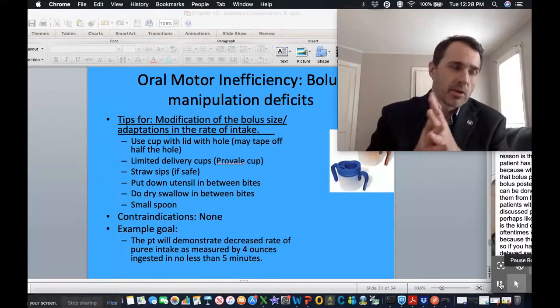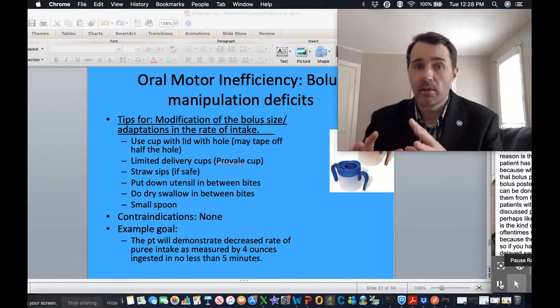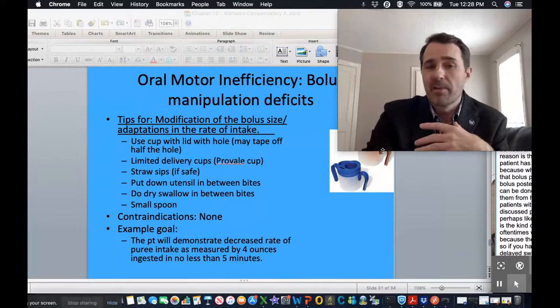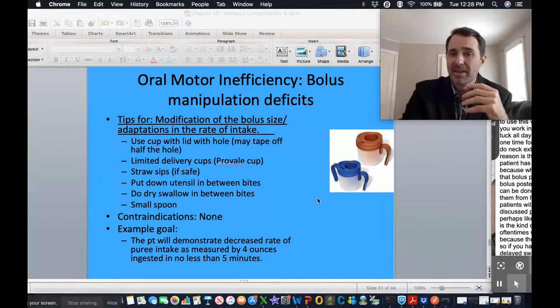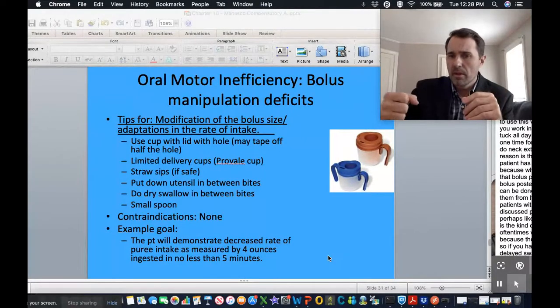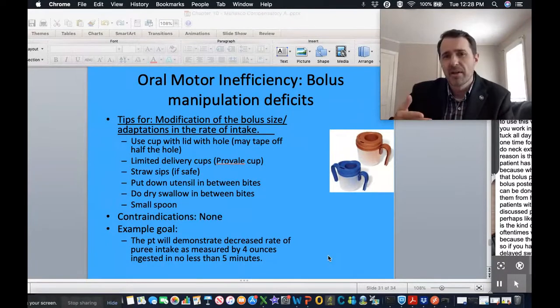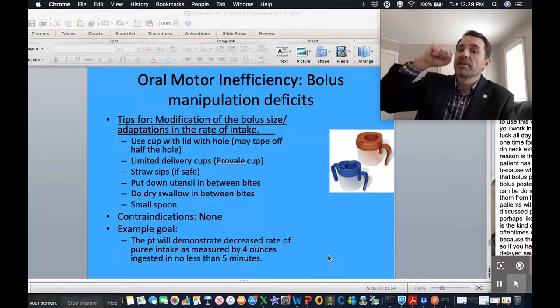Here are some strategies for slowing down the patient's intake, limiting their rate of intake. There is what is known as the Provale cup, and I mentioned this in a slide a couple lectures ago. This is what they look like. It's a limited delivery cup. The patient turns the cup up like this, and it only lets out a little bit of fluid. So it cuts off the amount of fluid. The patient just can't turn it up and start chugging. They have to take a sip, put it down, take another sip, and put it down.